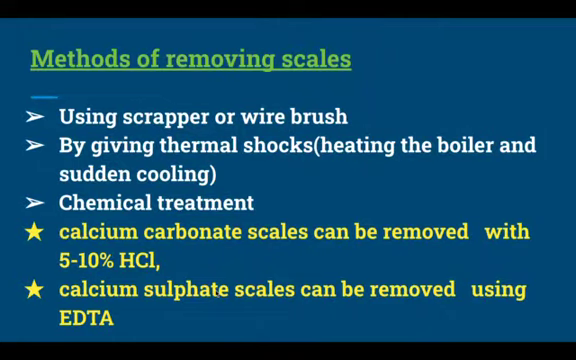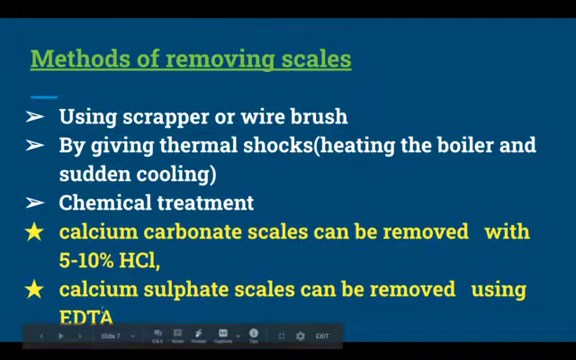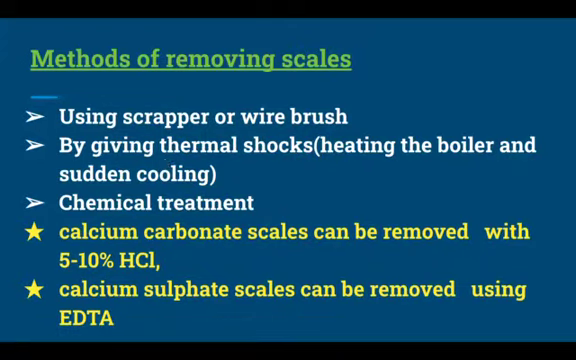Scales can be removed either using a scraper or wire brush. Then the second method is to give thermal shocks. Thermal shocks means you heat the boiler to a higher temperature and suddenly cool the boiler using cold water. So when thermal shocks are given, brittle scales can be removed easily.